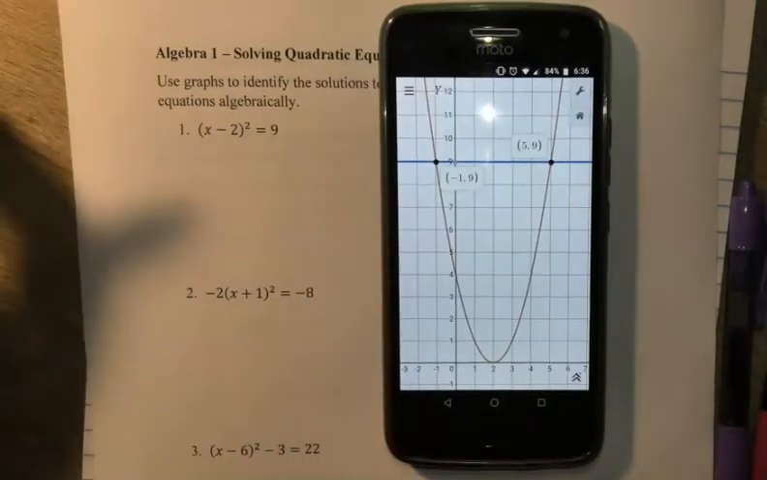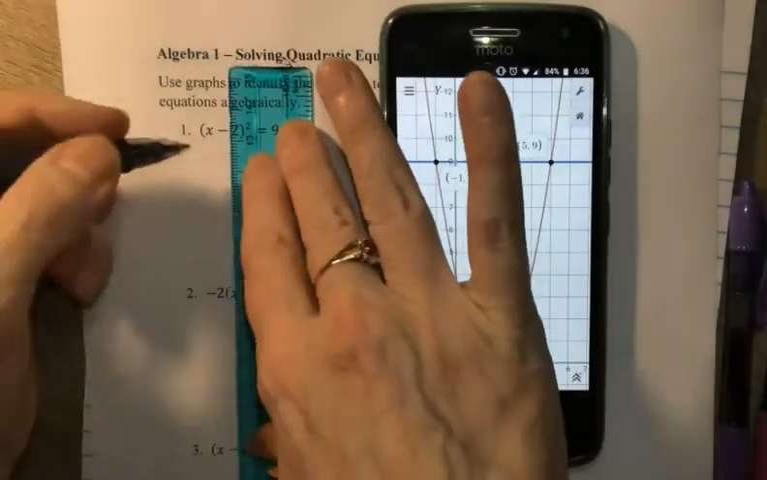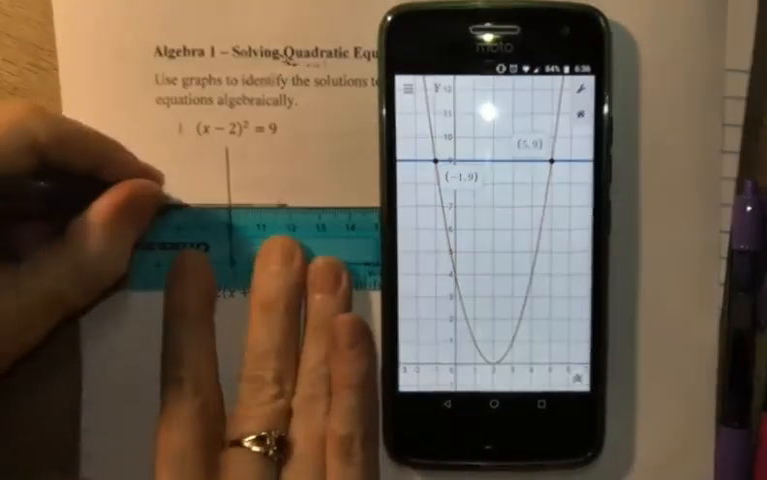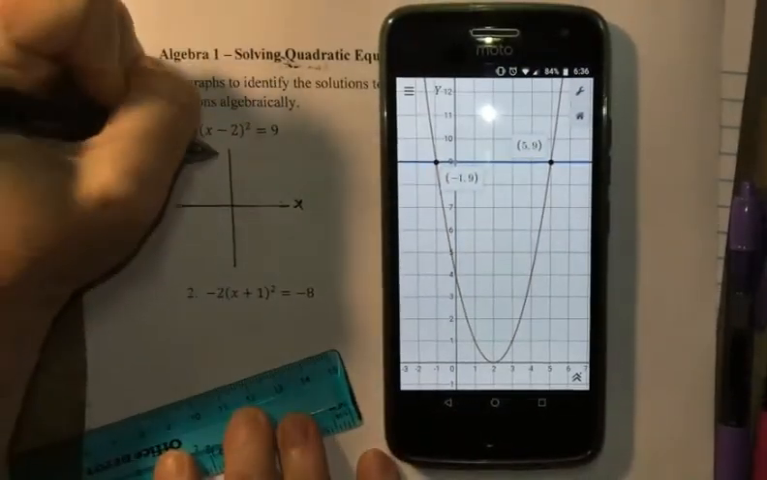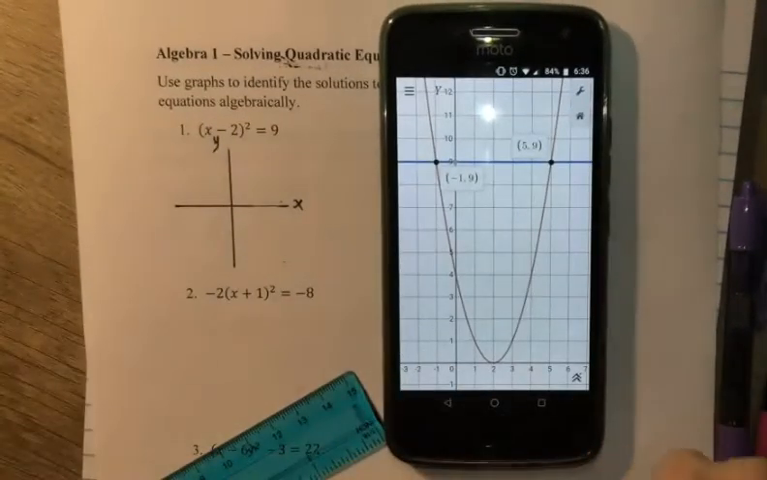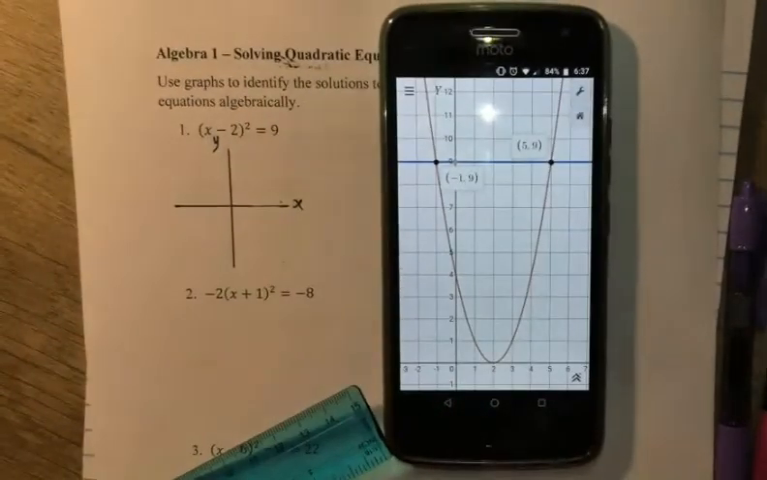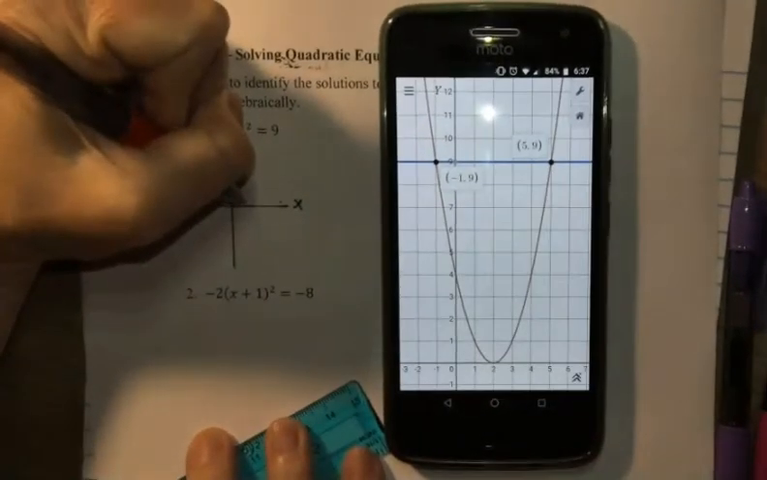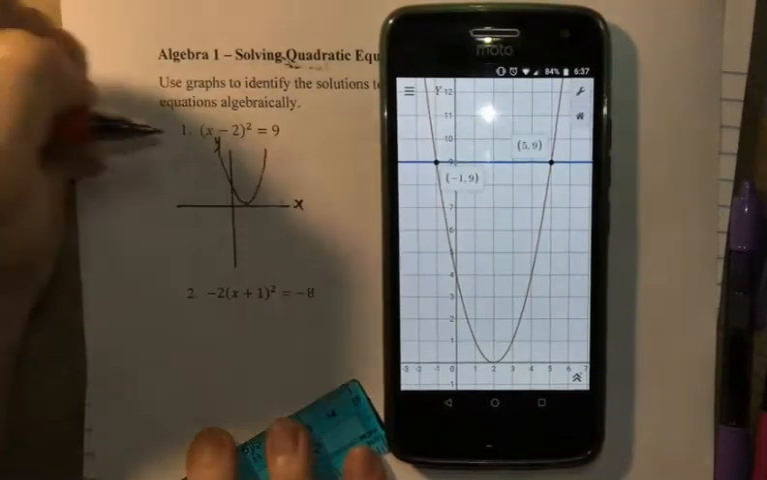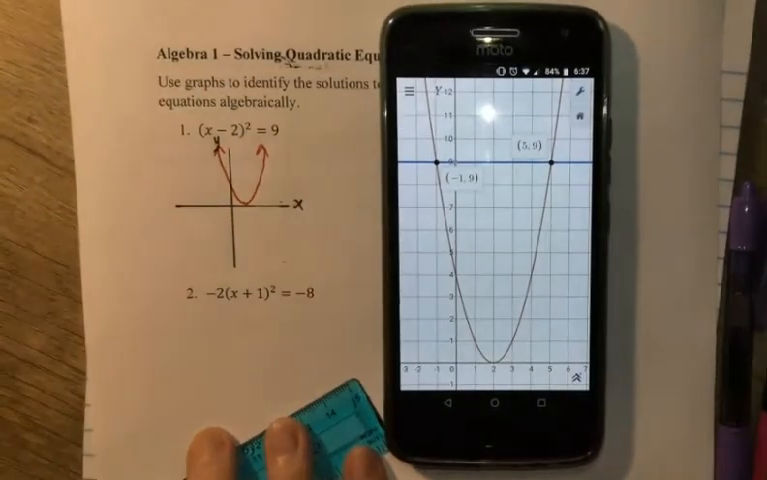So notice we have a parabola, and that parabola is intersecting a horizontal line. So I'm going to do my little graph right here. I'm going to label my x-axis x and my y-axis y. And then I'm going to put my parabola, which actually you'll notice it touches the x-axis at 2, so that's kind of interesting. So I'm going to make my parabola do this. So there's my parabola. And then I'm going to draw my horizontal line up here.